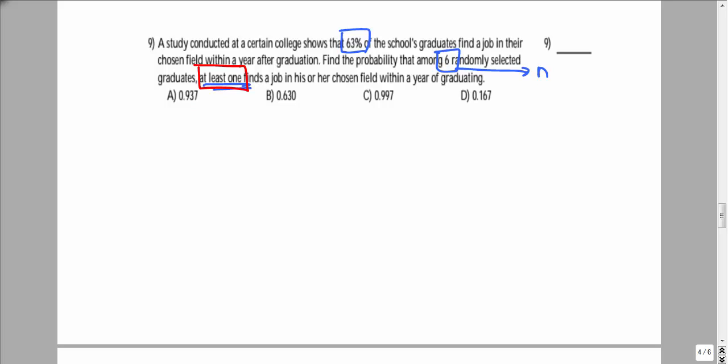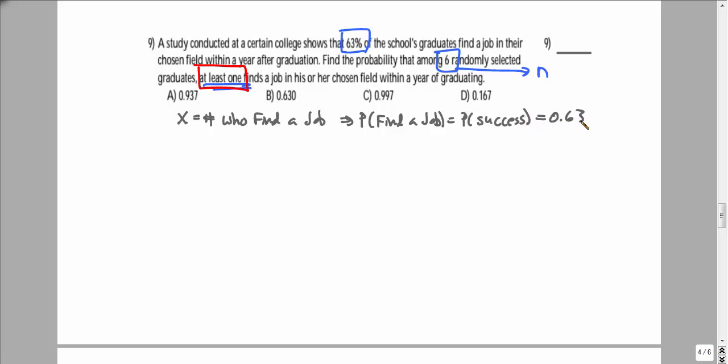Okay, so let's go ahead and start defining some variables. Let's let x equal the number who find a job. Okay, then from here we have the probability then that they find a job, and we're going to call this a success, so this would be our probability of a success, is 0.63. Okay, so if we know the success is 0.63, that also tells us that the failure then, the probability of those who don't find a job, is 0.37.